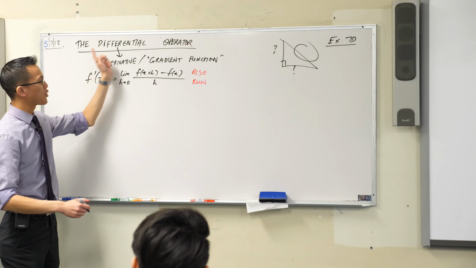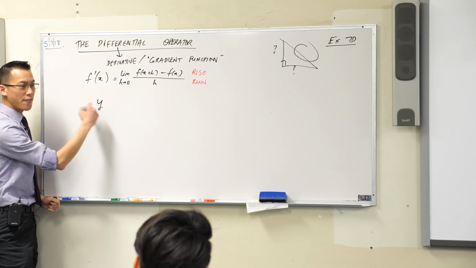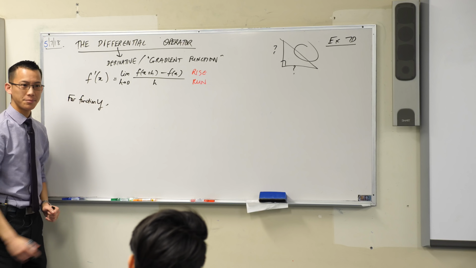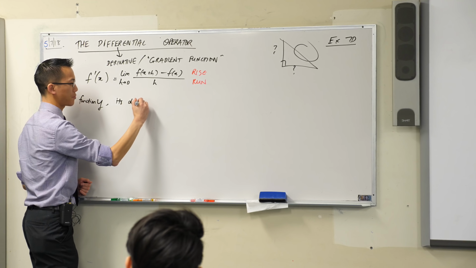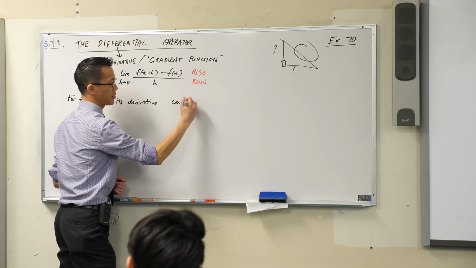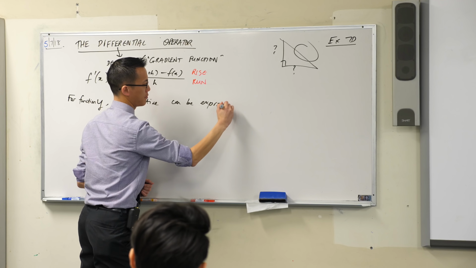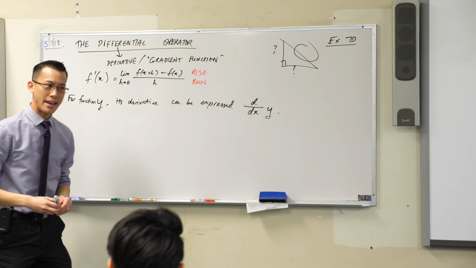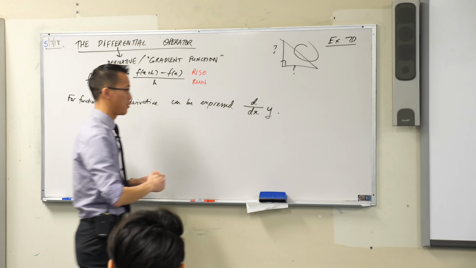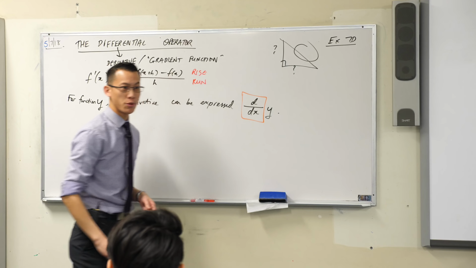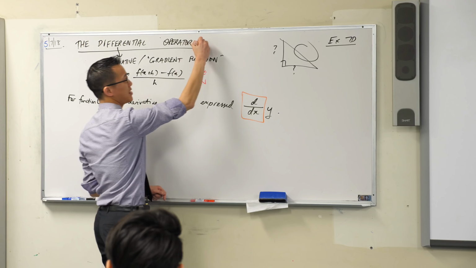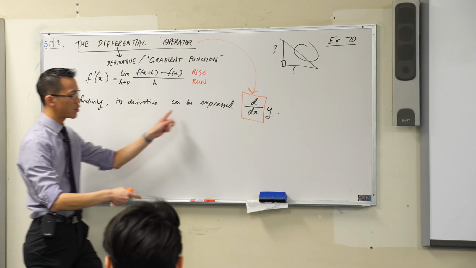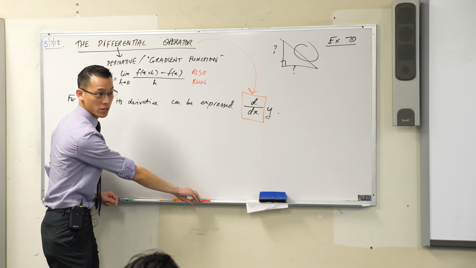So here is the differential operator I'm going to introduce. For a function y, its derivative can be expressed in this way: d on dx, y. Okay. Now, this thing here, which I've placed at the front of y, you should put a big box around it, and you should put an arrow going from your heading to that box, because this thing is called the differential operator. It's just like log, right? It's something which you apply to something else, okay? It's a function of its own.